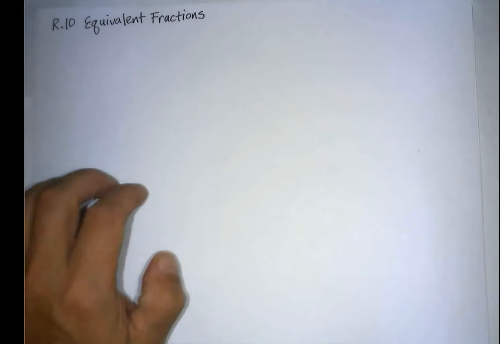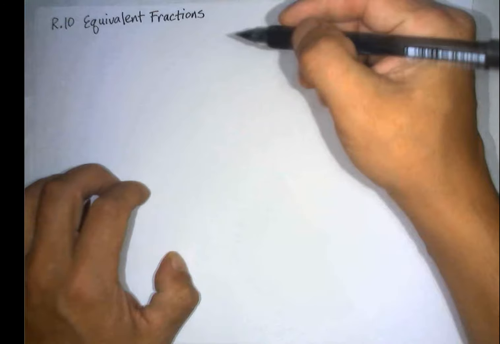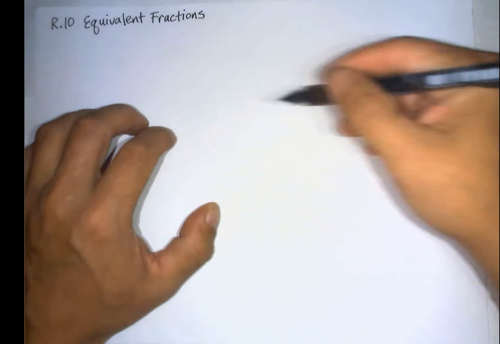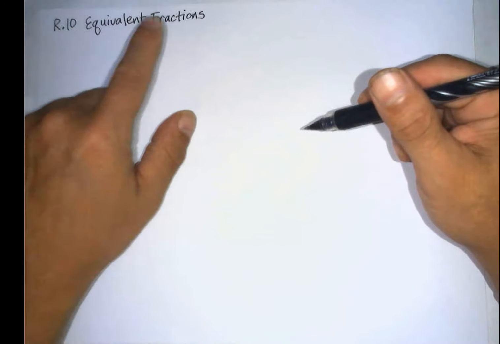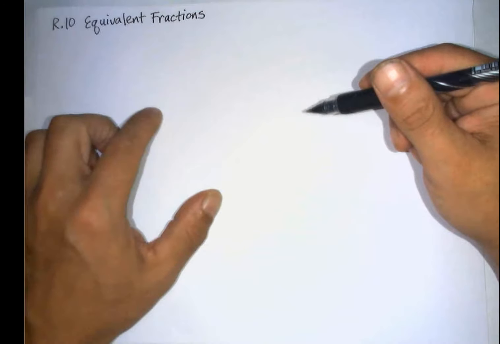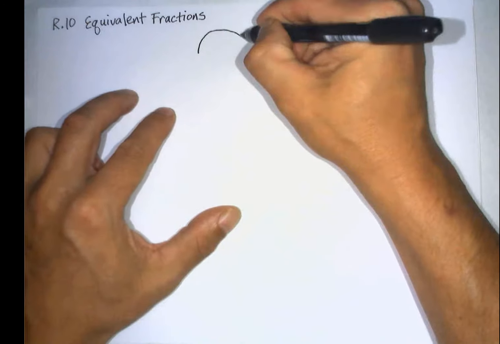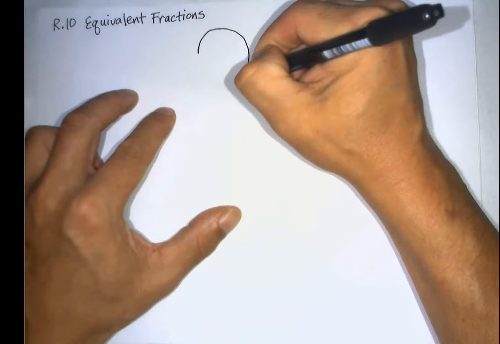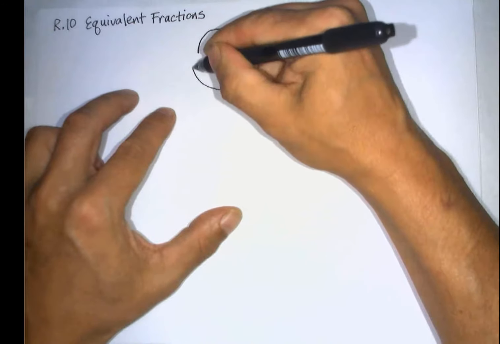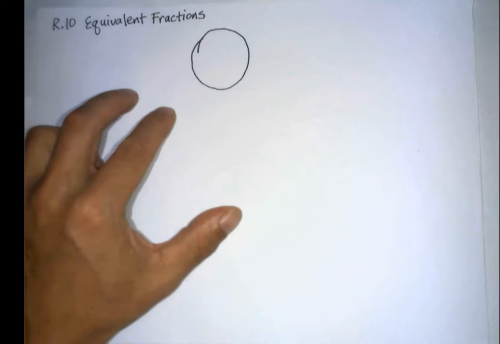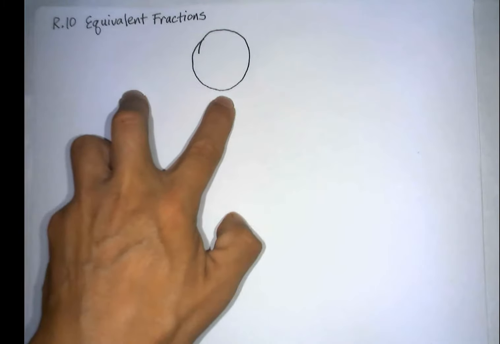This is the 10th lecture in our review series before we start diving into Algebra 1, and today's topic is equivalent fractions. So to demonstrate equivalent fractions, I'm going to simulate here a pizza, a nice round, perfectly round pizza. My circle drawing is not very good, but that doesn't matter. You can still see that this is a pizza.